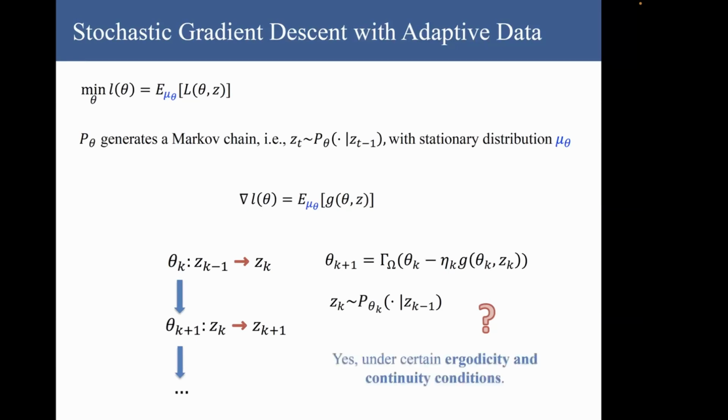Well, a preview of the main result is yes, under certain ergodicity and continuity conditions that I will introduce next. Essentially the main contribution of our work is to characterize these conditions under which, even if you do gradient descent in this fully adaptive manner, you still have a very similar convergence rate as the IID case. And we will show that these conditions are actually pretty applicable to all the problems or examples that I just used.